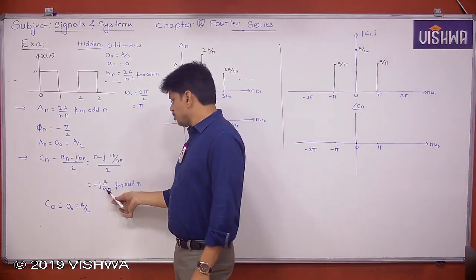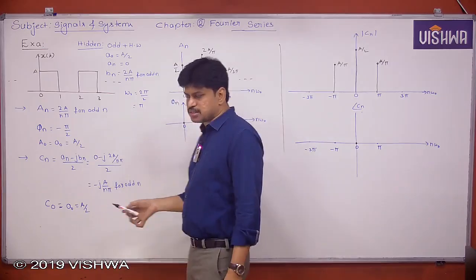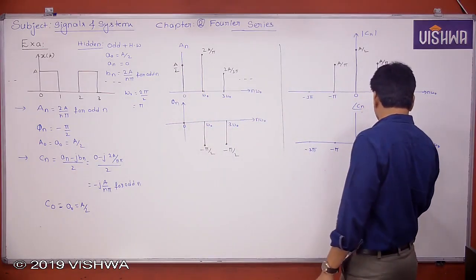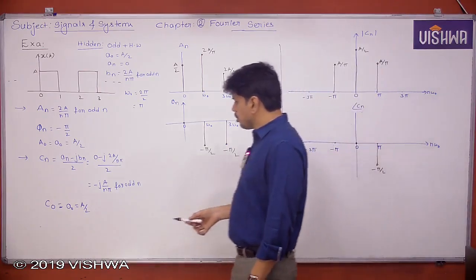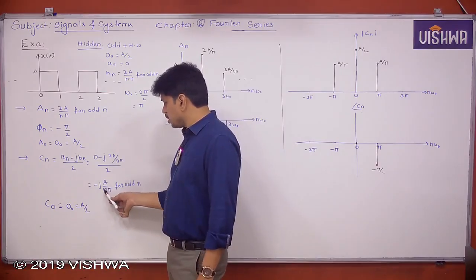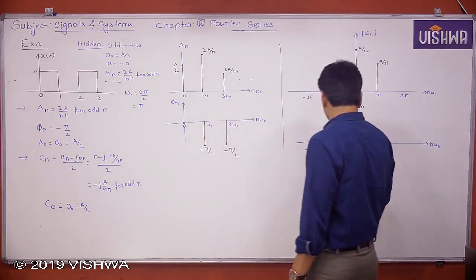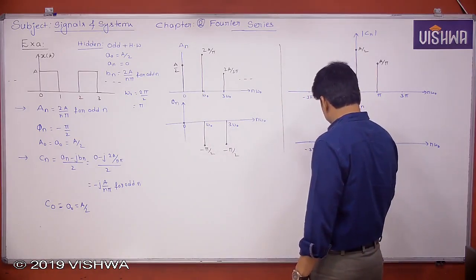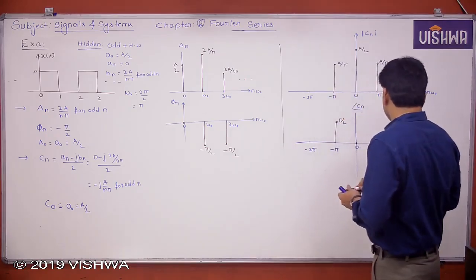Next, what is the phase? N is equal to 1 means minus j a by pi. Minus j means angle is equal to minus 90 degrees, minus pi by 2. If n is equal to minus 1, this is going to be plus j. Plus j means angle is equal to plus 90 degrees, plus pi by 2.